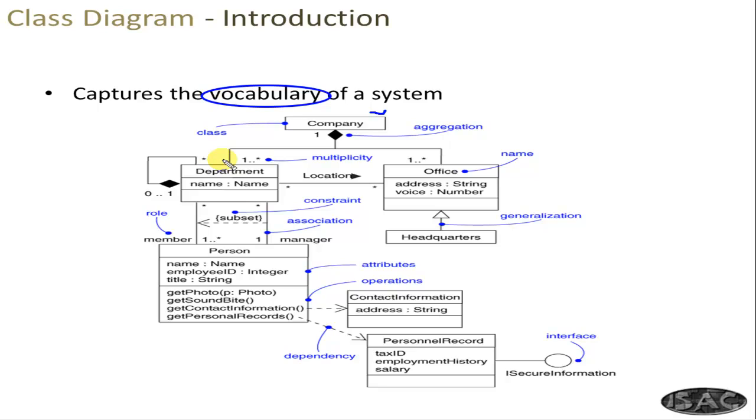There is another class called office, not subclass. Headquarters is the subclass of office. Company includes office and department, so we have an aggregation relationship here.